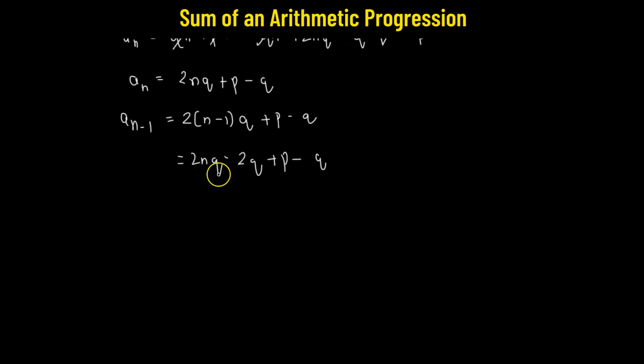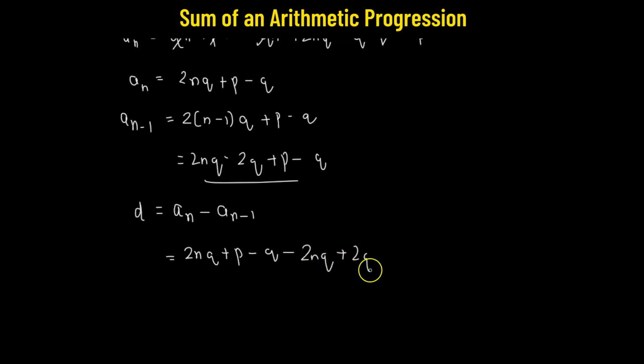Now our goal is to obtain the common difference. To find the common difference, all we have to do is consider the nth term, and from it subtract the previous term, which is an minus 1. So our nth term is 2nq plus p minus q, and from it we are going to subtract the n minus 1 term. So this will be negative 2nq plus 2q minus p plus q. Here negative q and positive q go away, positive p and negative p go away, positive 2nq and negative 2nq go away. So we are only left with 2q. That means the common difference is equal to 2q.